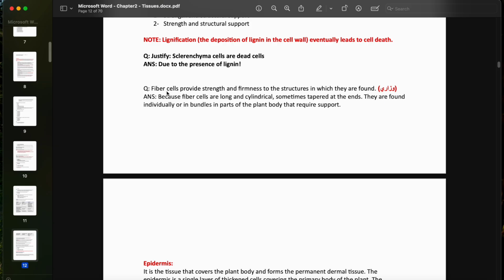Question: fiber cells provide strength and firmness to the structure in which they are found. The answer is going to be because fiber cells are long and cylindrical, sometimes taper at the end. They are found individually or in bundles in parts of the plant body that require support. And this is a justification question, by the way. They're telling you to justify.